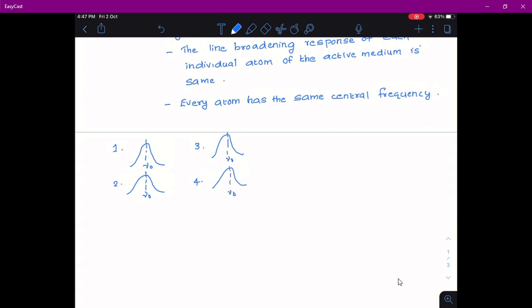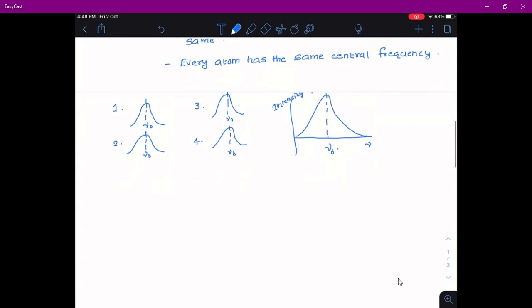So if you plot the line broadening or line spectrum of any atom in that lattice, you see that all of them will have the same broadening pattern. So in general, in the homogeneous broadening case, I can plot any spectrum as a single one, which has the central frequency nu naught, and all of them will have the same amount of intensity at the different values of nu. Okay, this is the homogeneous broadening.